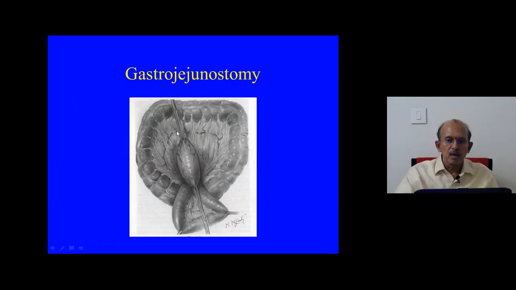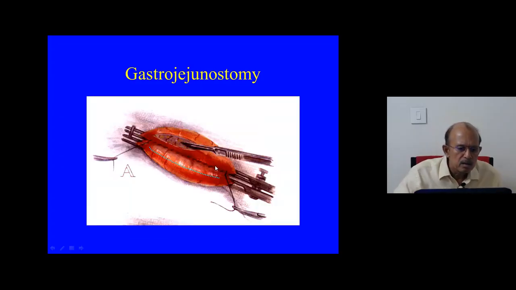You can see here, the transverse mesocolon is incised and a loop of stomach is drawn outside. You will understand better, I think. So this is the fold of stomach, this is the fold of the jejunum. Both of them are kept side by side. And now a continuous suture is placed between these two bowel loops. This is the stomach, this is the jejunum. So this is the continuous suture between these two folds of stomach and jejunum.